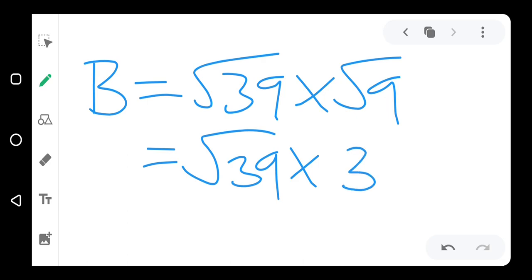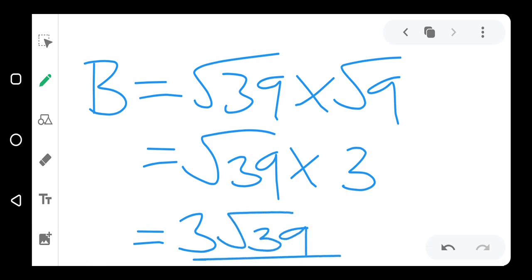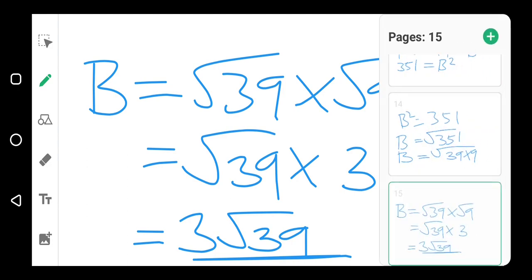Now we cannot write it this way. We have to write the whole number first before we write the one with square roots. So it becomes 3 root 39. So this is the answer, 3 root 39. You can also check to see if there is any perfect square inside 39, and you break it down again if there is. But if there is no perfect square again inside 39, you leave it like this. That is the answer.